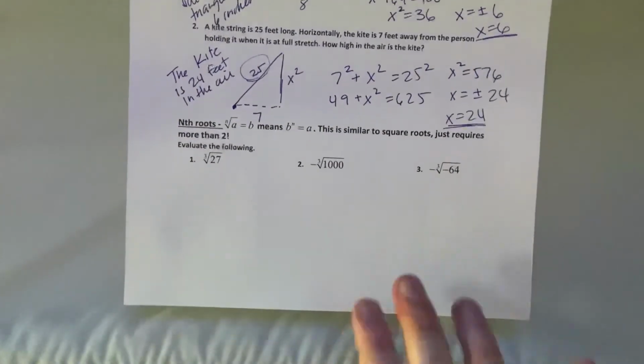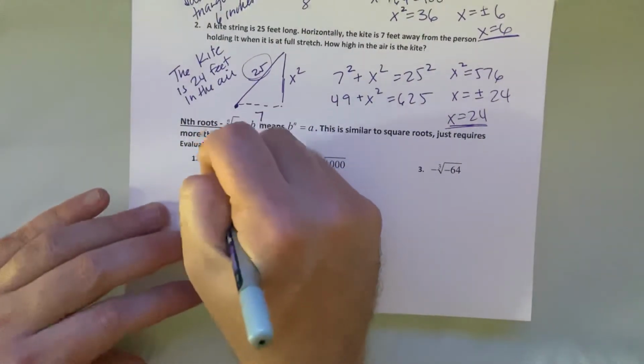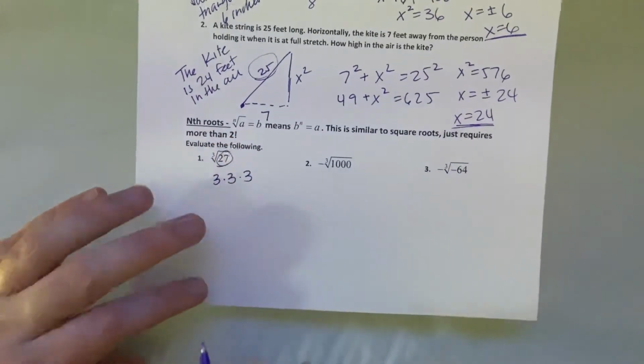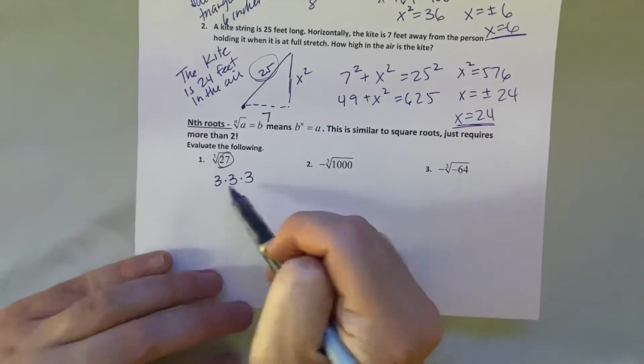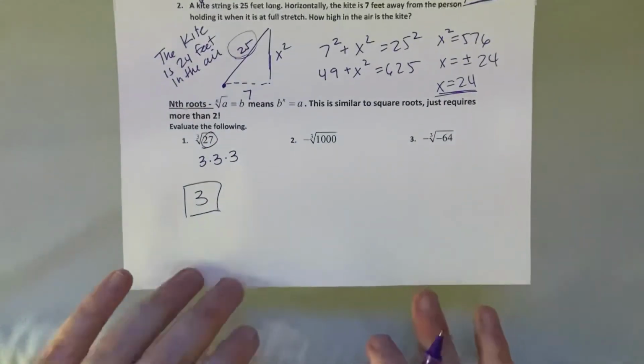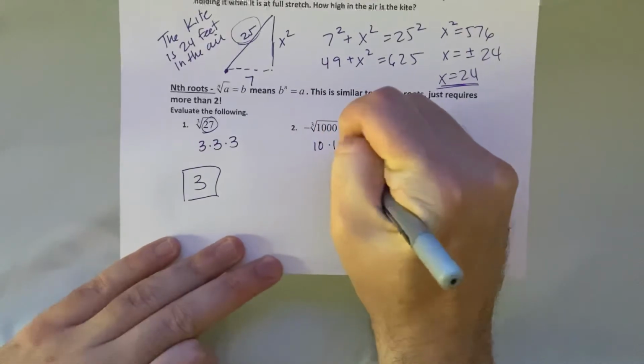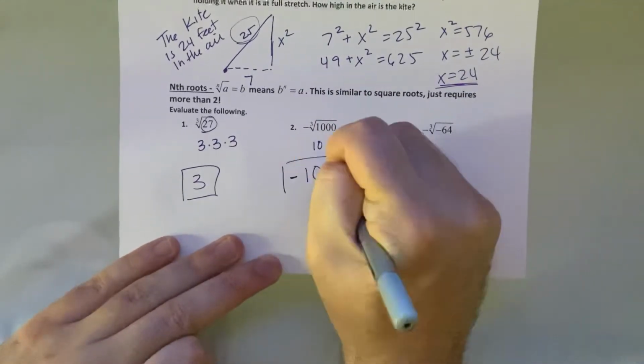Nth root. So we know the square root is because something has to be squared. 9 squared is 81. But we have more roots than that. Let's say we had the third root, then the number multiplied by itself 3 times would have to be the number. Fourth root, 4 times, etc. So the cube root of 27, I need a number that multiplies by itself 3 times to get 27. So the cube root of 27 is 3 times 3 times 3, so the answer is 3. The negative cube root of 1,000, so 1,000 is 10 times 10 times 10, so this is negative 10.